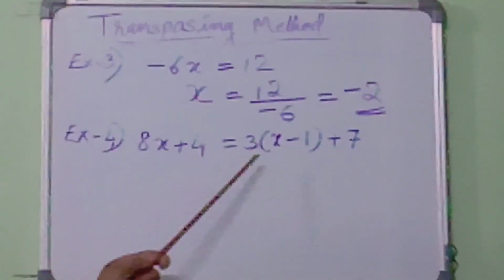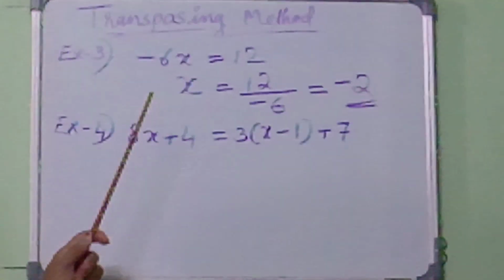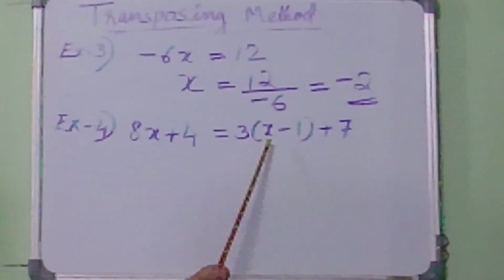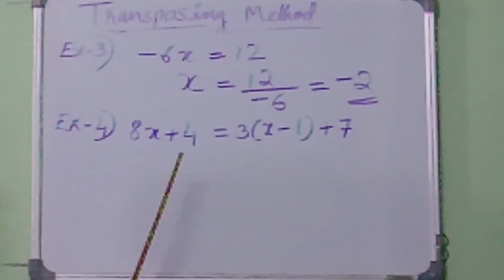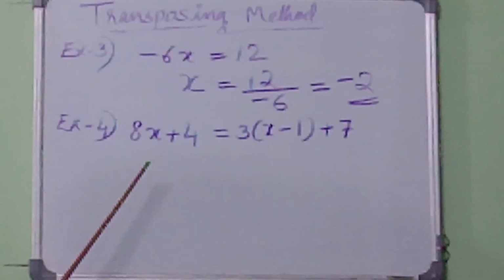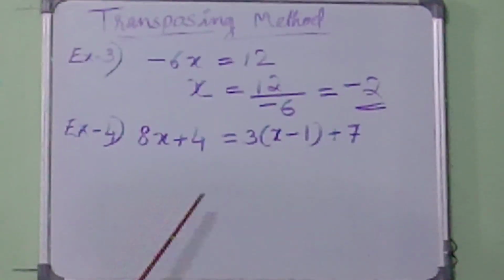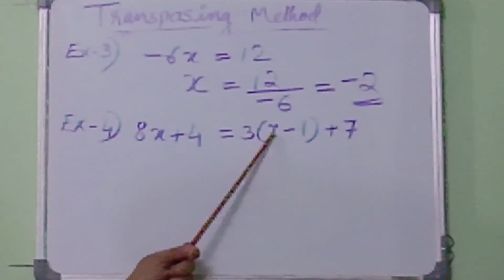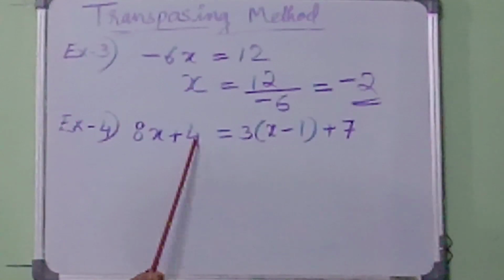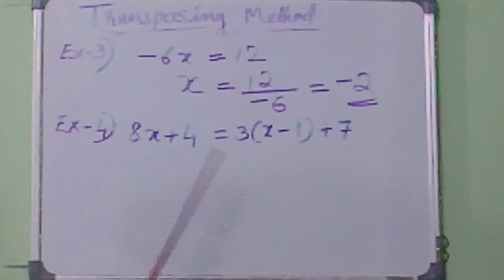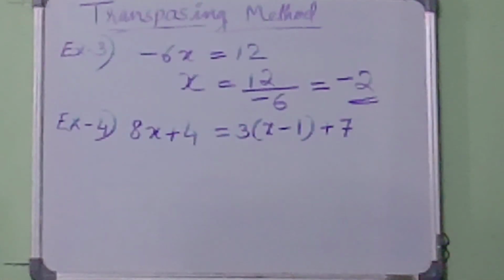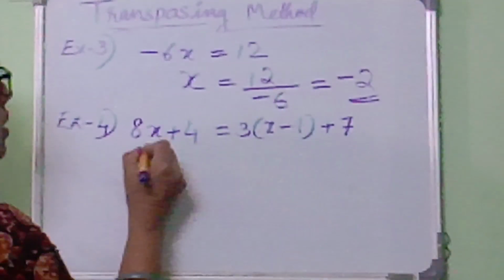Here is another algebraic expression. You can see there are variables on both sides of the equation. When there are variables on both sides of the equation, what we have to do is collect all the variables on one side and all the constants on the other side. Then solve as before. Let us see how it is.